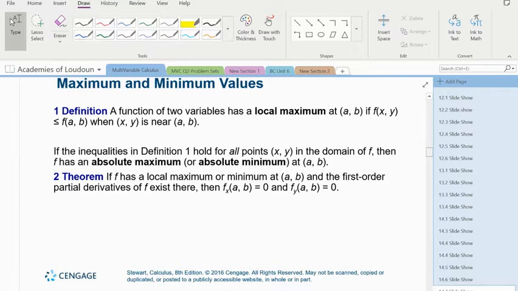A point (a, b) is called a critical point or a stationary point of f if the partial derivative of f with respect to x at (a, b) equals 0 and the partial derivative with respect to y at (a, b) equals 0, or if one of those partial derivatives does not exist. Theorem 2 then says that if f has a local maximum or a minimum, then (a, b) is a critical point. However, as in single variable calculus, not all critical points will give rise to maxima or minima. At a critical point, a function could have a local maximum, a local minimum, or neither.